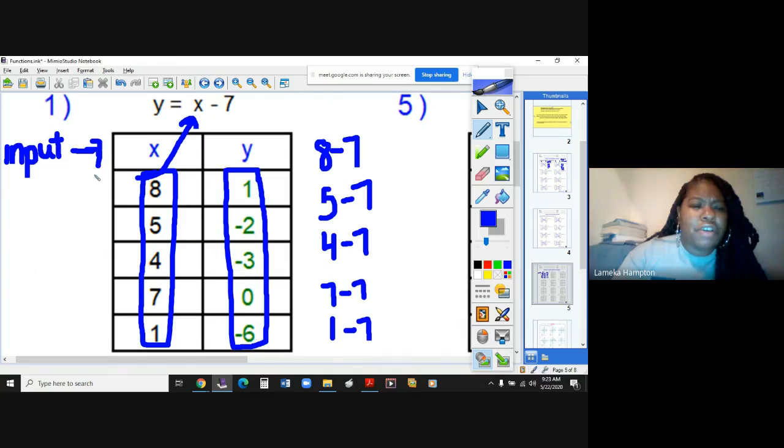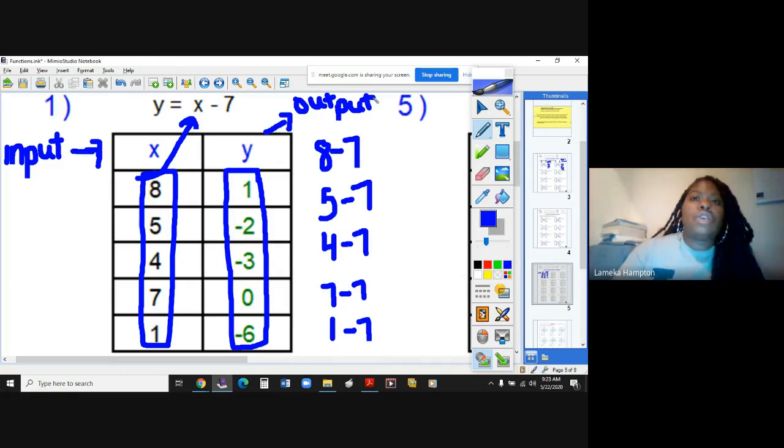So that's my input, and sorry about my arrow. And your Y represents the output. That is the result of when you solve. Okay, so output. And you can also do this with any type of operation, meaning you can add, subtract, multiply, and or divide.